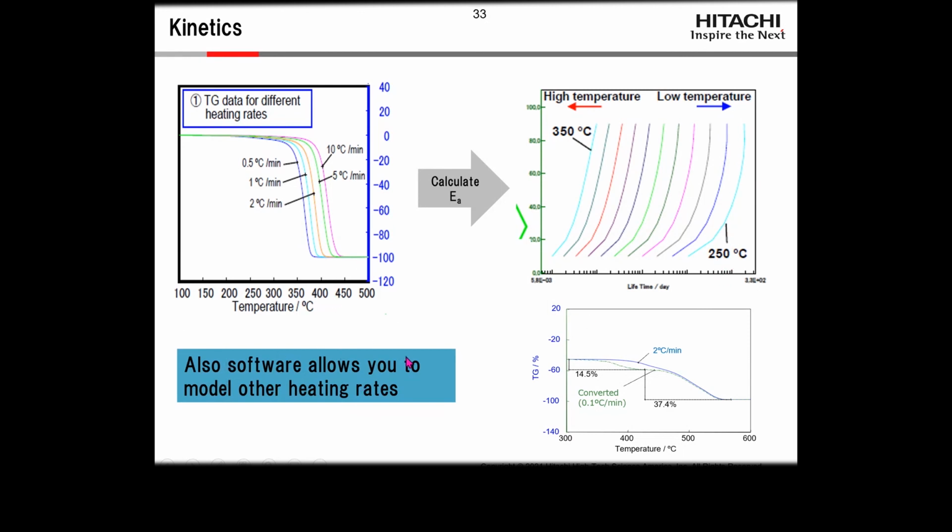Also, the same software lets you model what would happen if you run at different rates. So if you usually run everything in your lab at 2 degrees and somebody sends in data at 0.1, you can actually convert it and get an idea of whether or not that data would match yours.